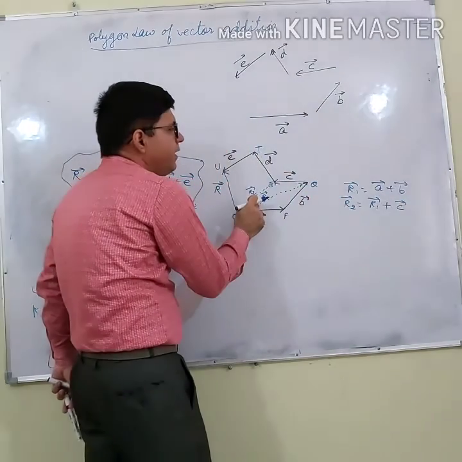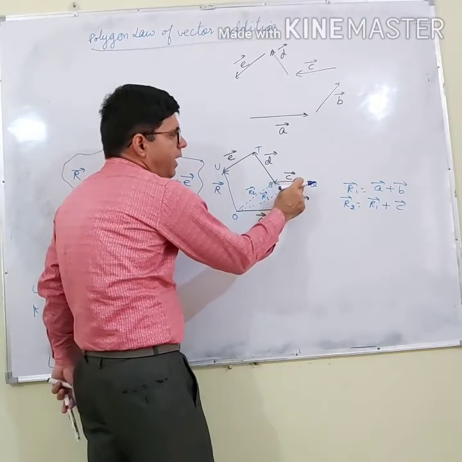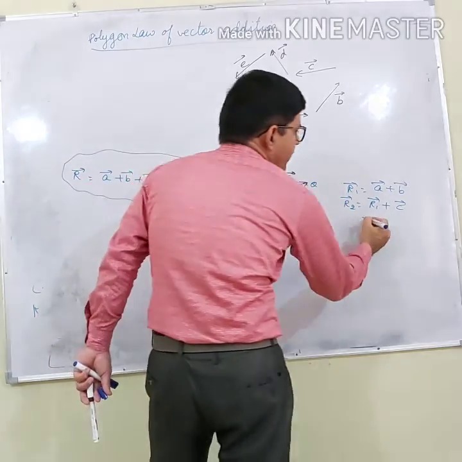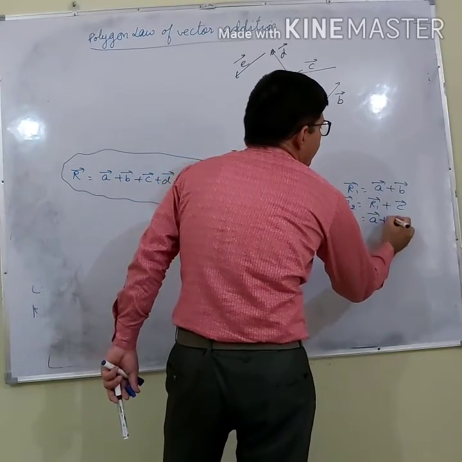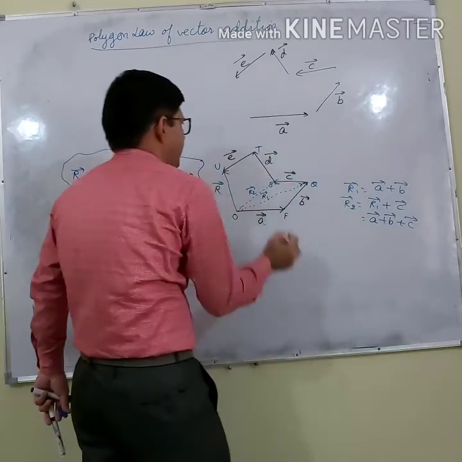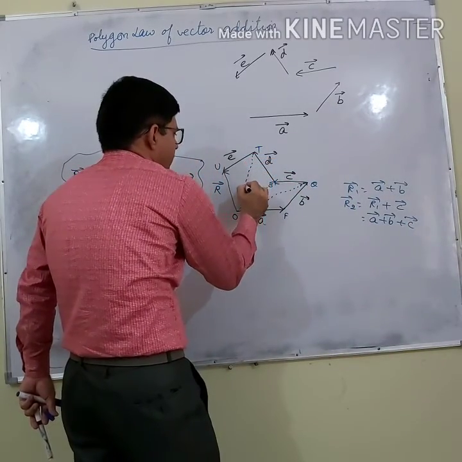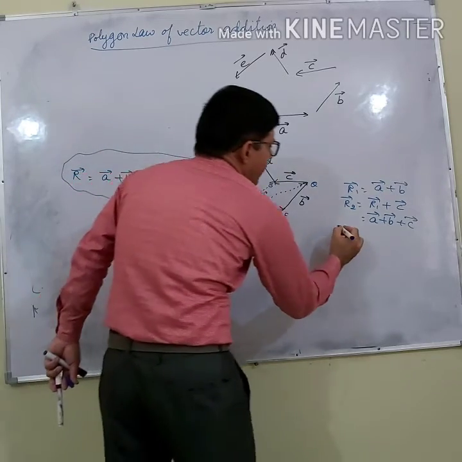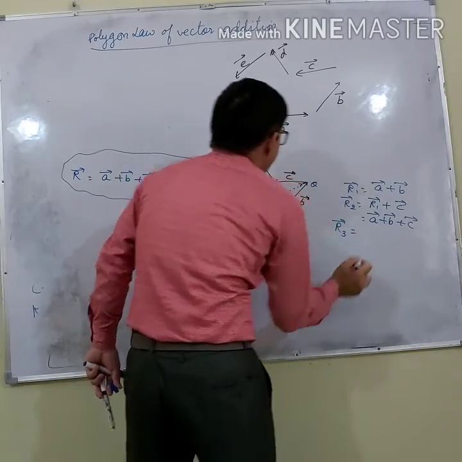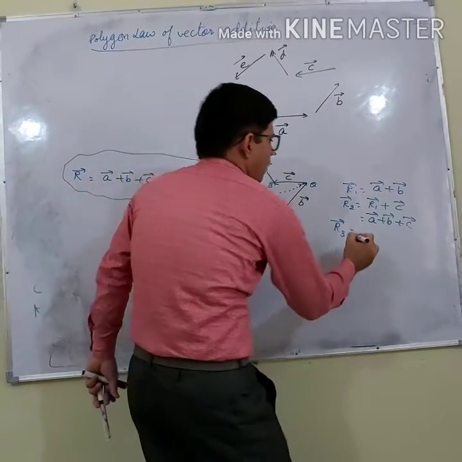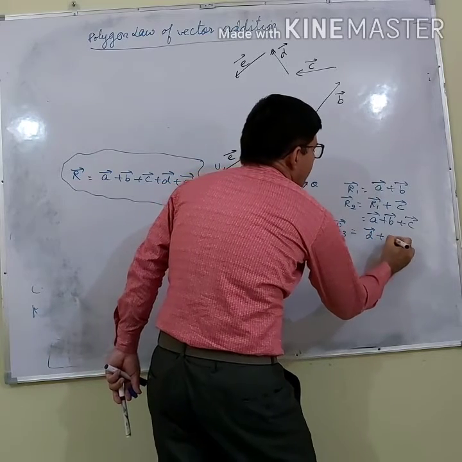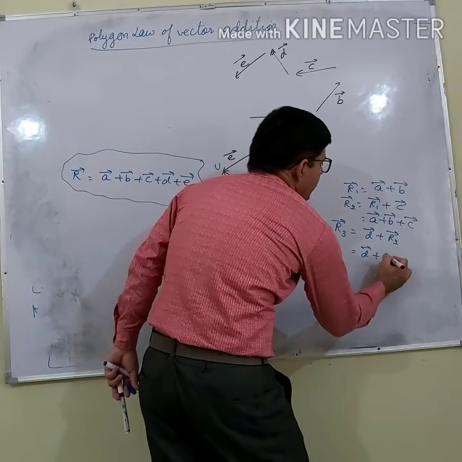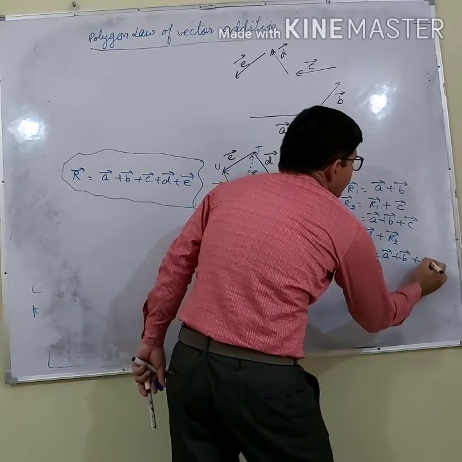Why? R2 is the resultant of this because R1 and QC are in the same order and OS is in the opposite order. And what is R1? Vector A plus vector B plus vector C. And what about this R3? If I say this is vector R3, then R3 equals vector D plus vector R2. And what is vector R2? A plus B plus C.